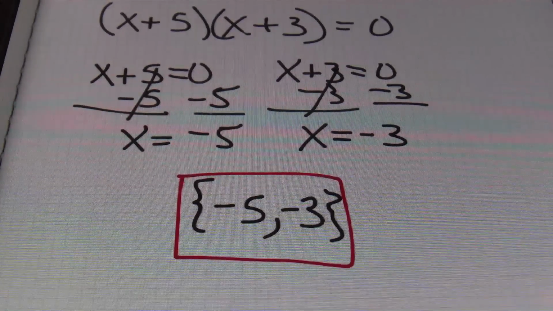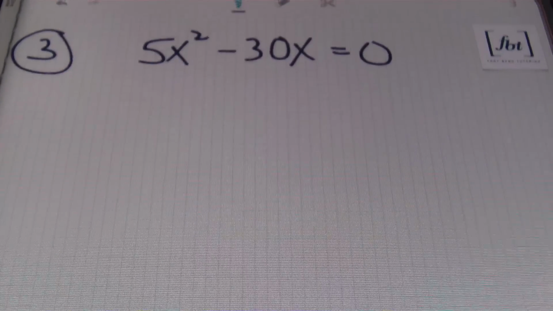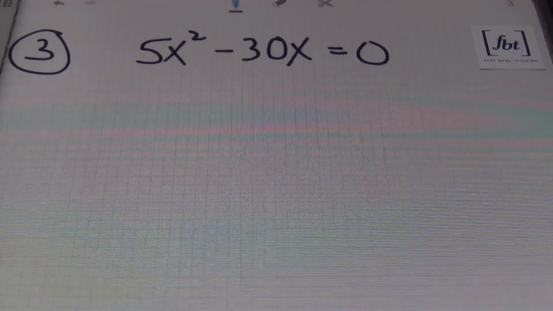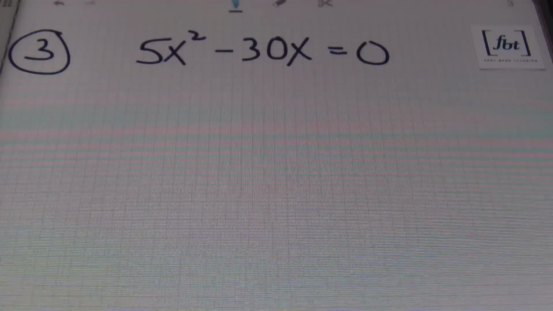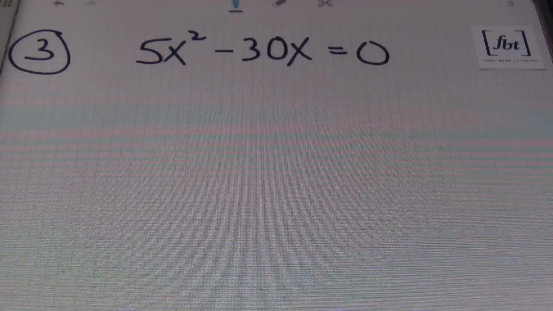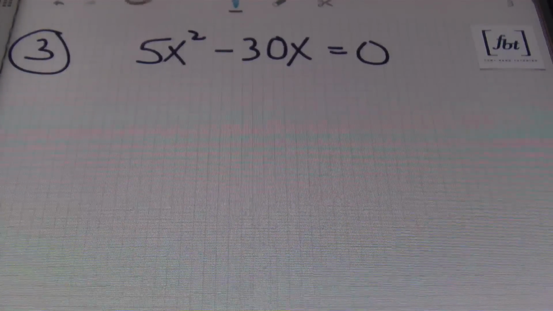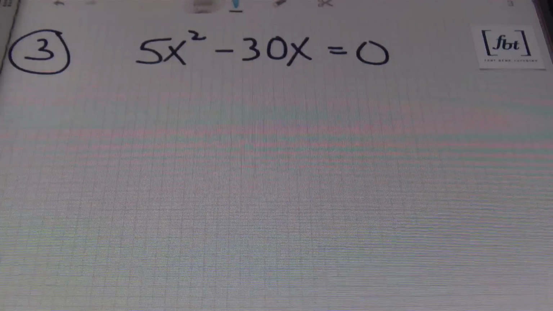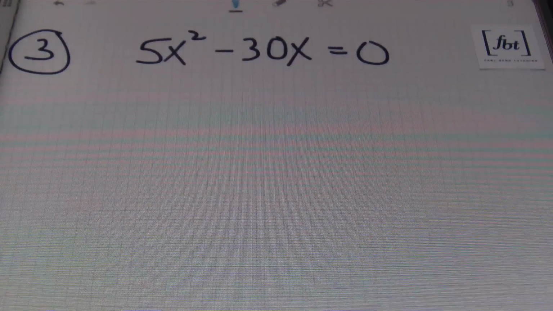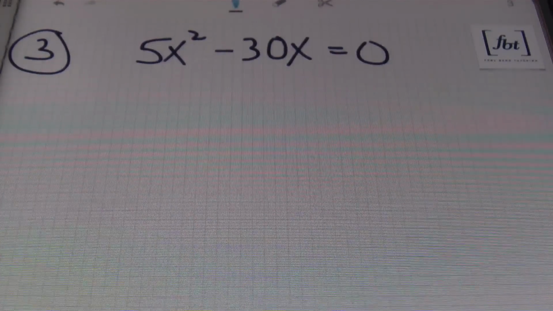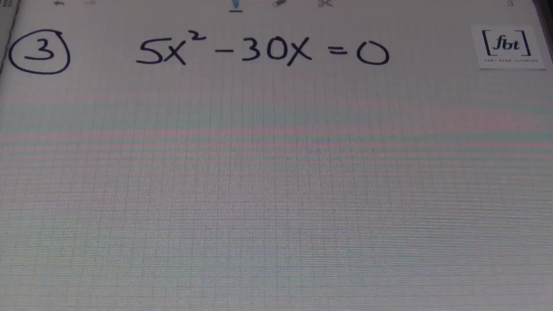Moving on. The next problem we have, problem number 3. We have 5x squared minus 30x equals 0. So in this particular problem, I would like to let you know about a couple of strategies that you can use. For one, you always start by looking for the greatest common factor when you're factoring your trinomials or binomials or whatever terms you may have when you're trying to use the zero factor property. Always look for the GCF first.